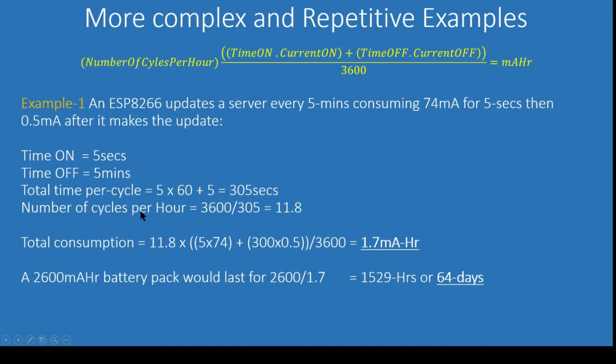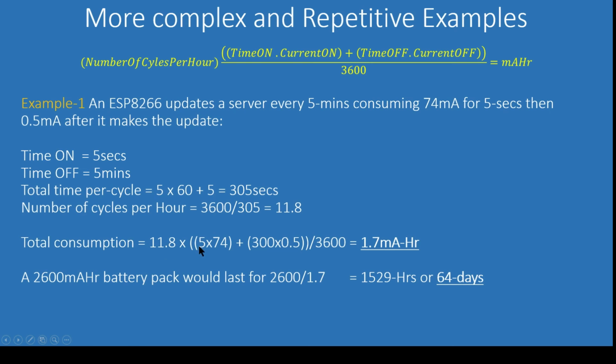So how many cycles are occurring per hour? Well, the length of each cycle is 5 seconds plus 5 minutes, which in seconds is 305. So to find out how many cycles occur per hour, that's 3600 divided by 305 equals 11.8 cycles per hour. So that's that first calculation there.